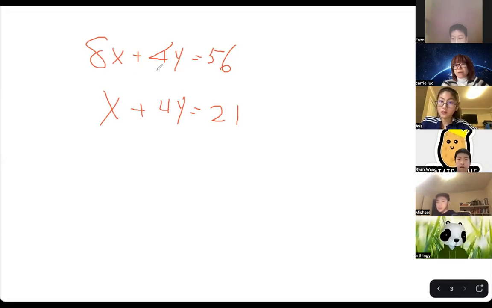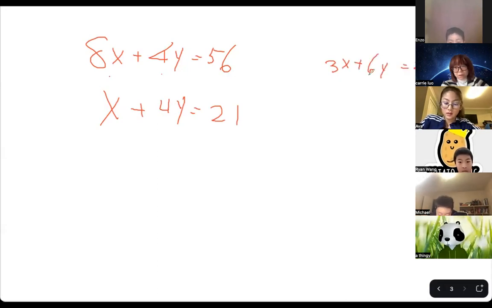Why? Ava, because 4y minus 4y, you can directly get rid of y, right? You don't have to simplify 8x, 4y, and 56. If you want to, you can divide each of them by 4, right? But let's do it first, and then let's take a look at some questions that you need to simplify first, okay? So 3x plus 6y equals 24, and 9x plus 5y equals 46, okay? So let's do the first question first, then we study the second one, okay?